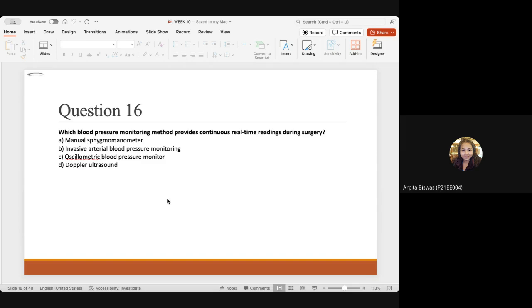First option is the manual sphygmomanometer, and second option is the invasive arterial blood pressure monitoring. Option C is the oscillometric blood pressure monitoring, and option D is the Doppler ultrasound.